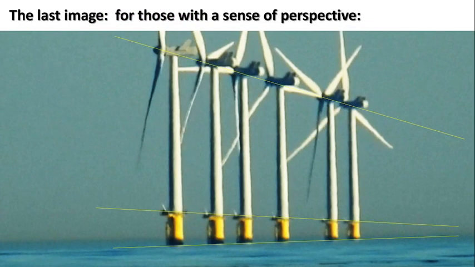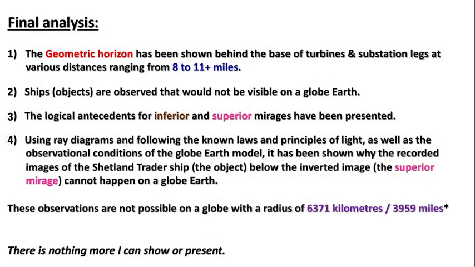The last image for those with a sense of perspective. Final analysis. 1. The geometric horizon has been shown behind the base of turbines and substation legs at various distances ranging from 8 to 11 plus miles. 2. Ships, objects, are observed that would not be visible on a globe Earth. 3. The logical antecedents for inferior and superior mirages have been presented.